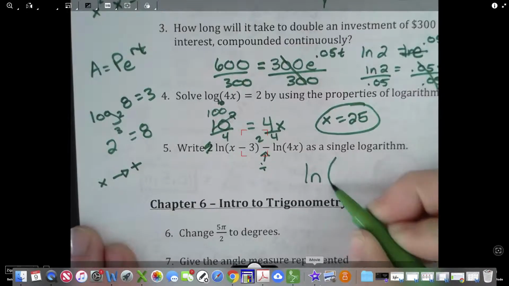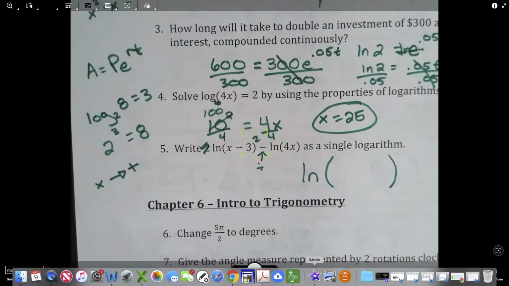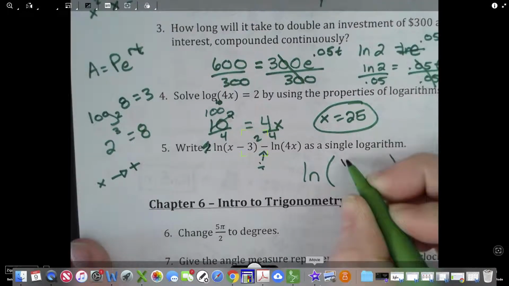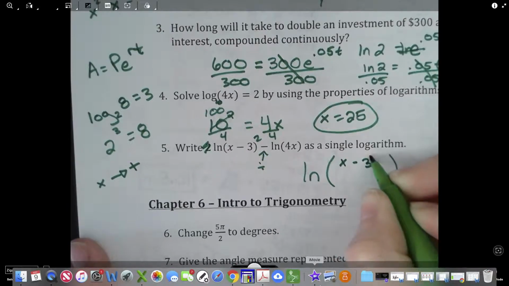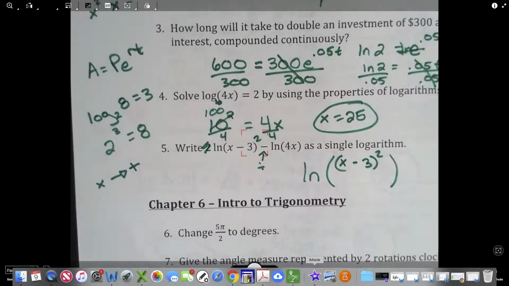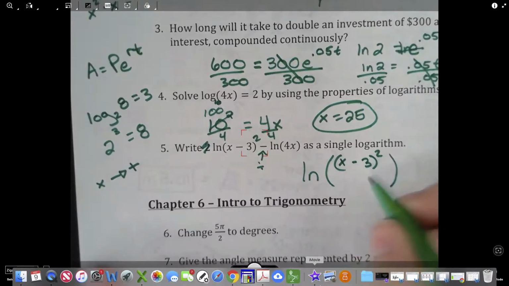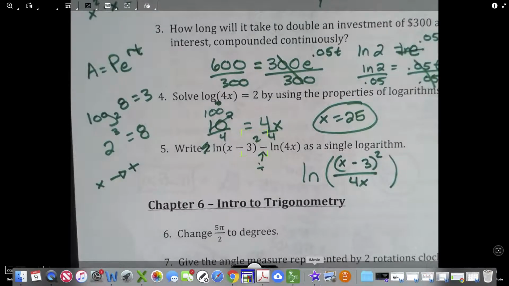And we're going to have a big, long thing going on here. What's it going to look like inside of there? Not a cubic function. Minus means divide. You can just leave it as x minus 3 squared. You don't have to multiply that. If you do, that's fine. Divide by 4x. Yep. That's what it looks like as one single log.